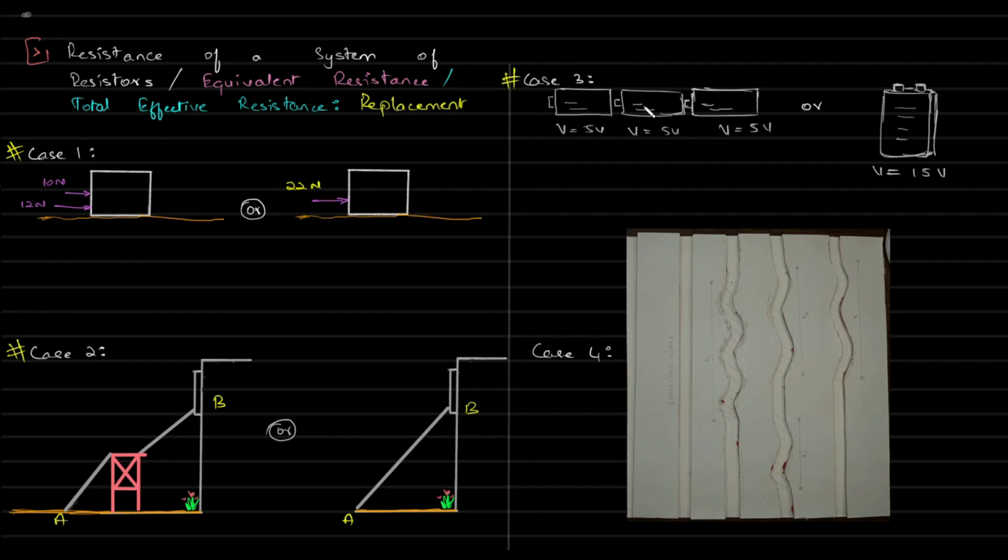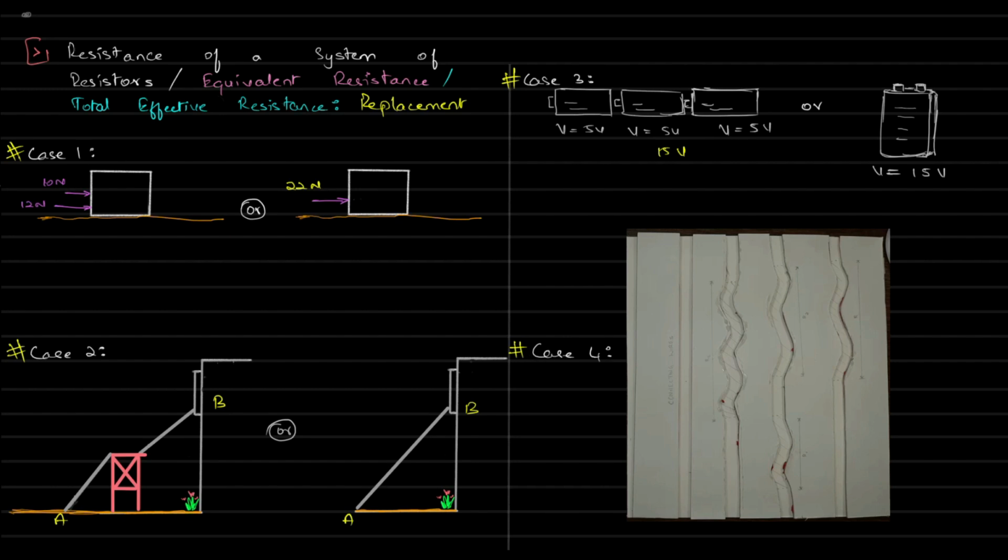Case 3, I have three different cells whose effective voltage is 15 volt. I can replace this with a single cell which gives a voltage of 15 volt.